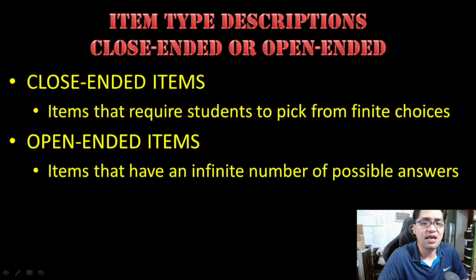Then there are open-ended items that have an infinite number of possible answers. Examples are identification and essay. In identification, you ask a question, and there's an infinite number of things that a student can write in that blank. They can write a correct answer, a very wrong answer, or any answer under the sun, even if you're not asking for it. For essays, that's the point as well. For essays, there is an infinite number of things that a student can write, so that makes all of it an open-ended item.